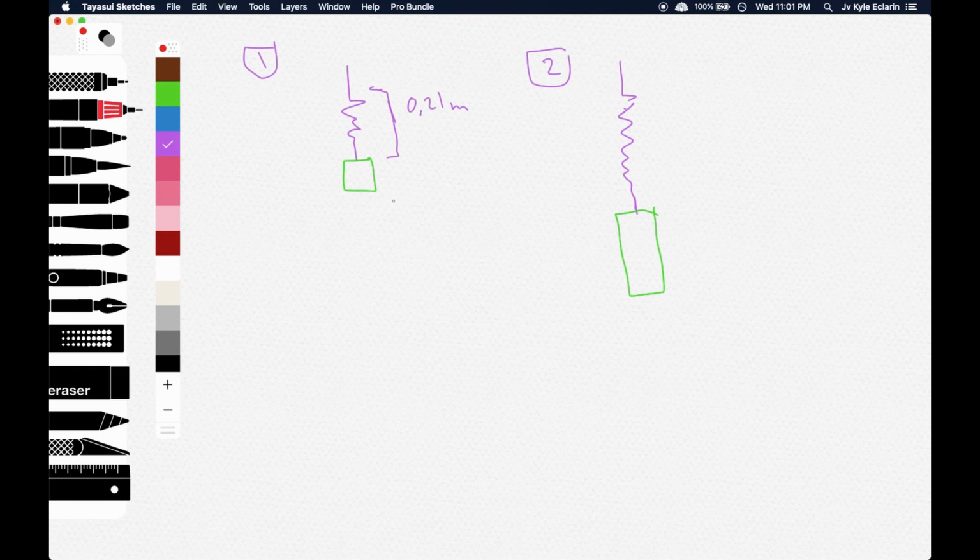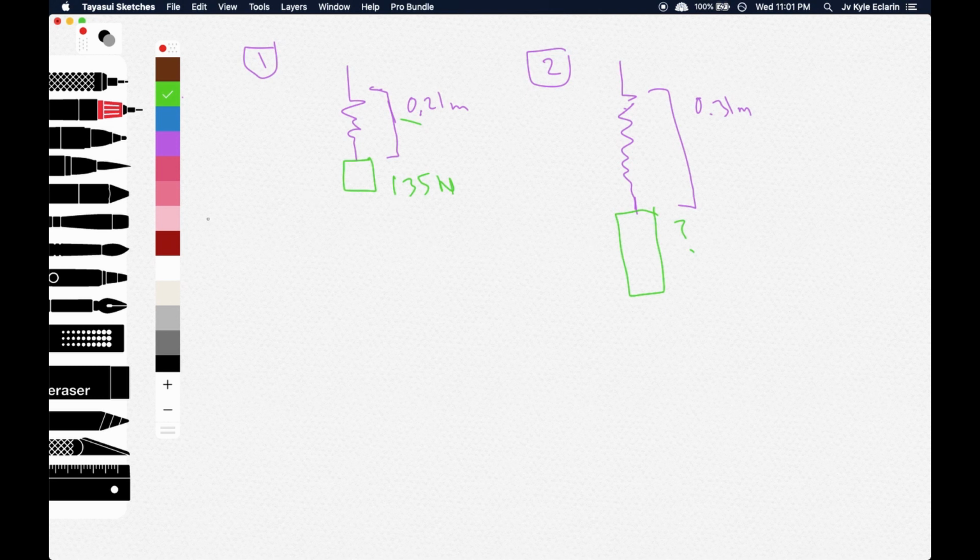Right. The mass, do we know the mass? No, we don't know the mass, but we know the weight. So the weight in this case is 135 newtons. In this case, we know that the distance is 31 centimeters, or 0.31 meters. We don't know the mass, and that is what we're looking for.